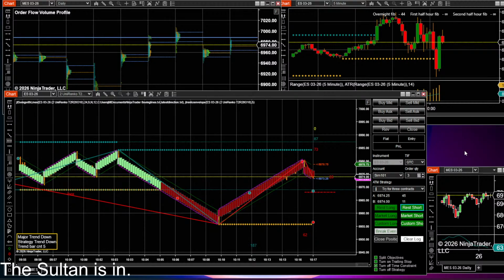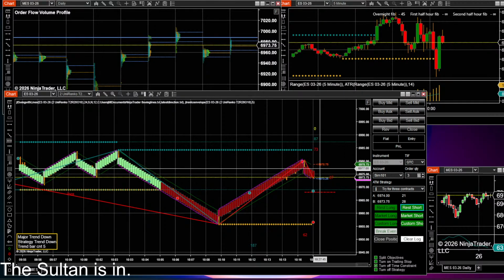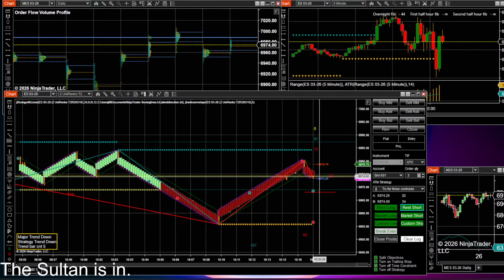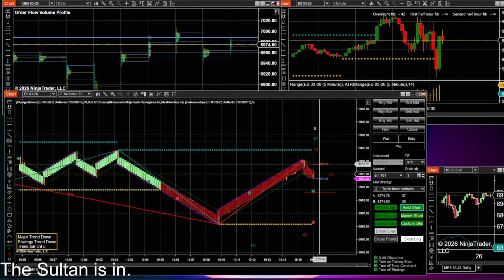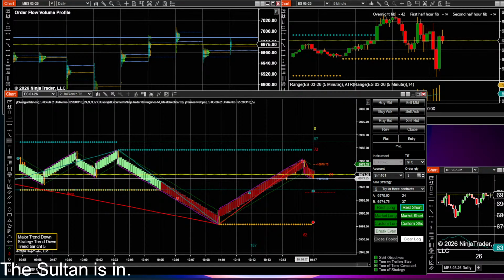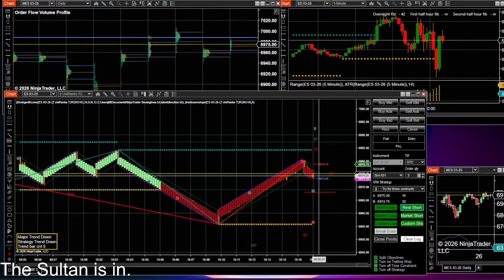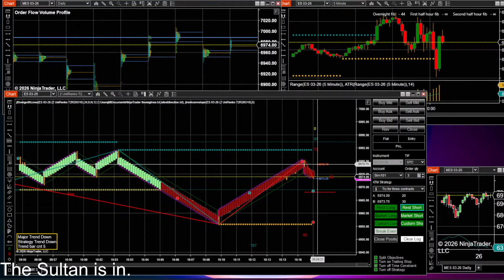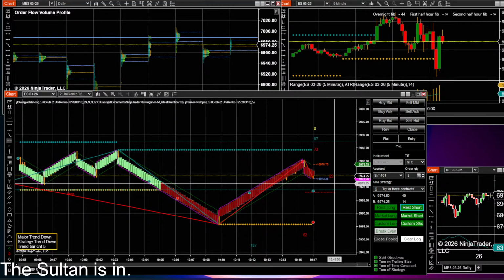So now I'm looking for a pullback of some sort. If you're real aggressive, then any one of these pullbacks, as long as you have your stop on the other side of 78, 75, you're good to go for taking that short.